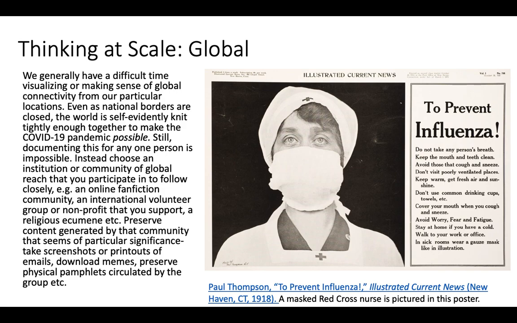Instead, choose an institution or community of global reach that you participate in to follow closely. For example, if you're a member of Radical Exchange, you know that you have chapters around the world with similar members. You can also consider following an online fan fiction community, or a nonprofit or volunteer group that you support, or a religious activity that you are a part of. Preserve content generated by that community that seems of particular significance to you. Take screenshots or printouts of emails, download memes, preserve physical pamphlets, etc.